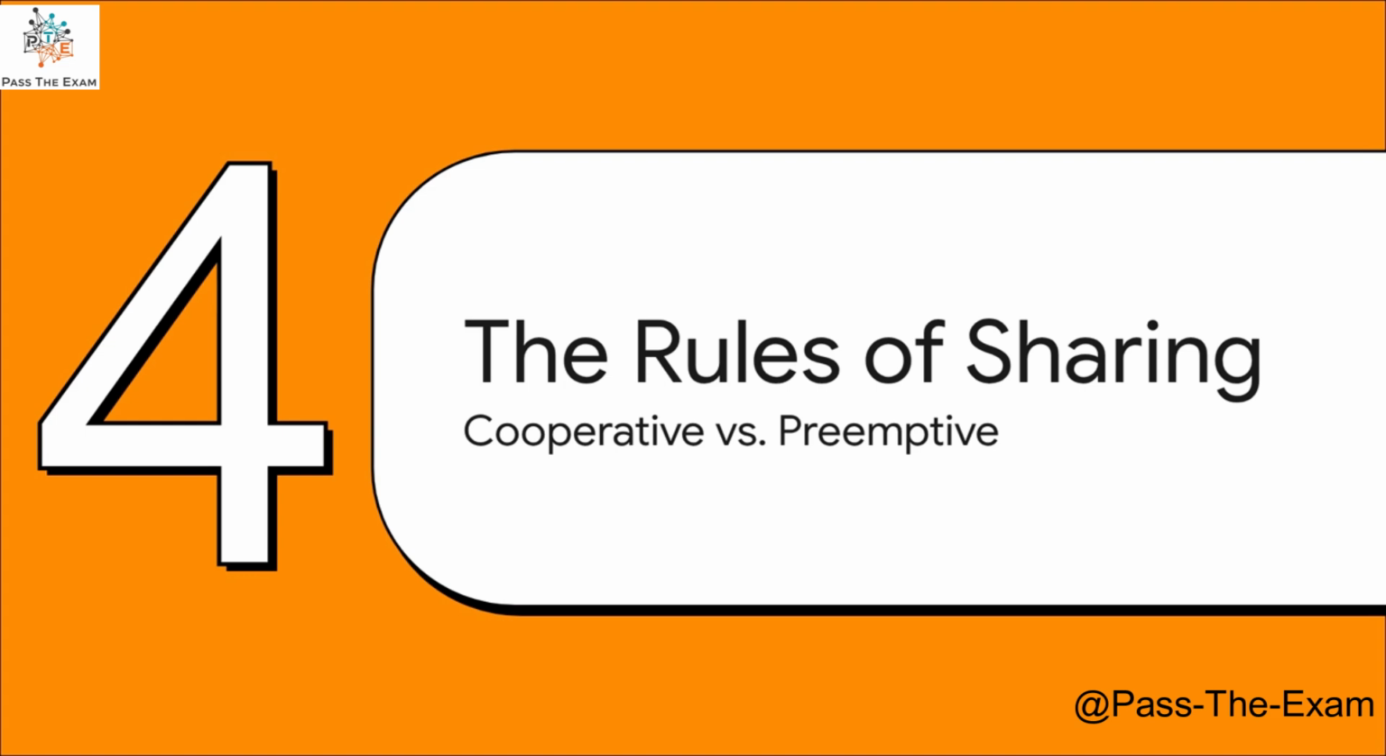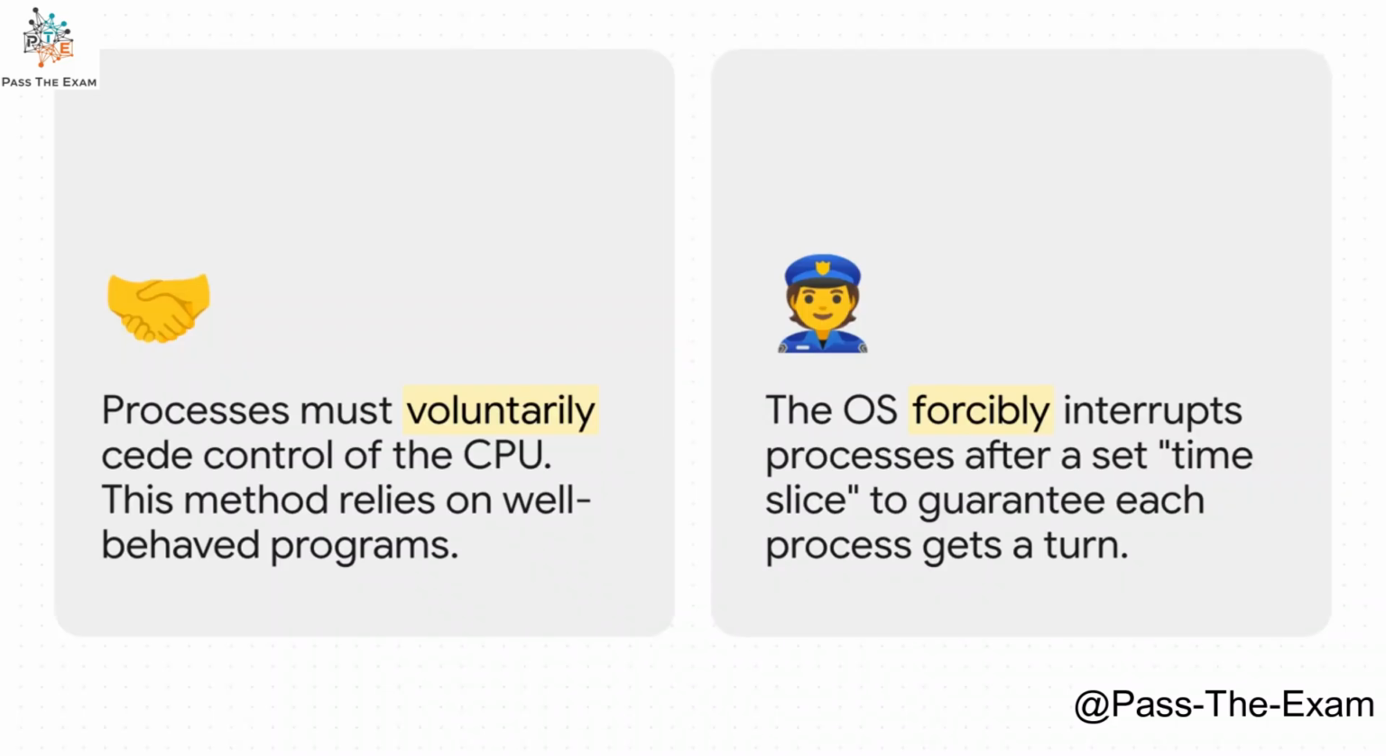Do we trust the programs to play nice, or does the operating system have to lay down the law? This led to two totally different approaches. On one hand, you had cooperative multitasking. This is kind of like the honor system. The OS just trusts that every program will do its thing and then politely hand over control so somebody else can have a turn. Then, on the other hand, you have preemptive multitasking.